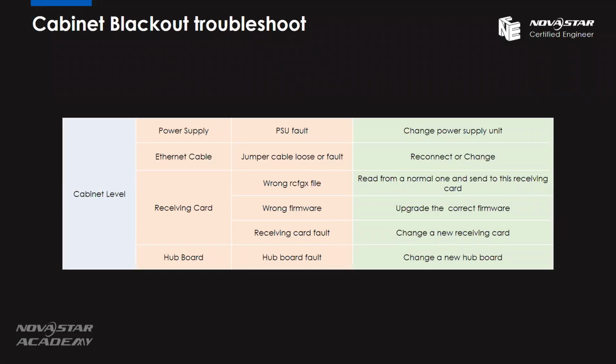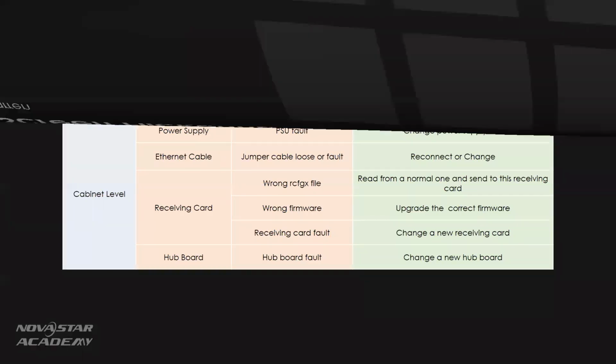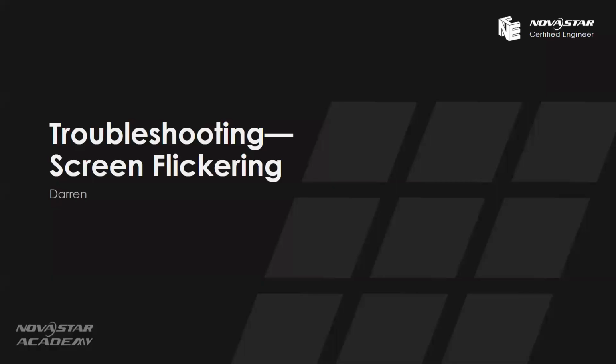And don't forget also the hub board, because on the cabinet side, we not only have the receiving card inside, we have the flat cable, we have the hub board. So we also need to check whether the hub board is faulty or not. Okay, so this is a short review about the two questions of last course. So now let's go back to this topic. The troubleshooting for screen flickering.